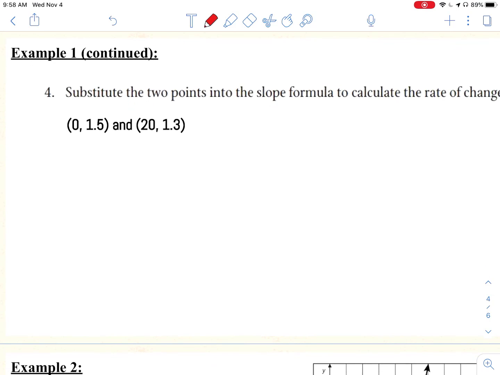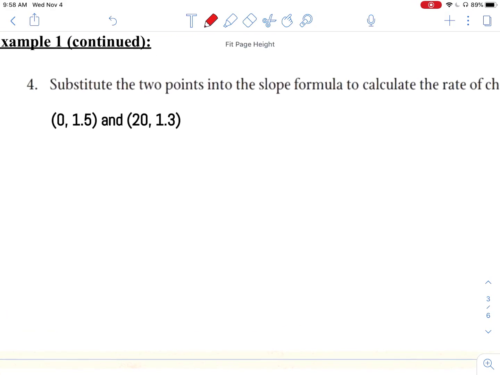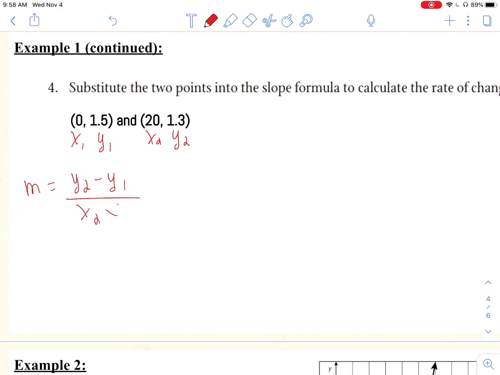Substitute these 2 points in the slope formula to calculate the rate of change like we just talked about. Before we can substitute these into the formula, we need to identify our x1, y1, x2, y2. And now we're going to go ahead and write our formula to remind us how to determine the rate of change. That is y2 minus y1 over x2 minus x1, your change in y over your change in x.